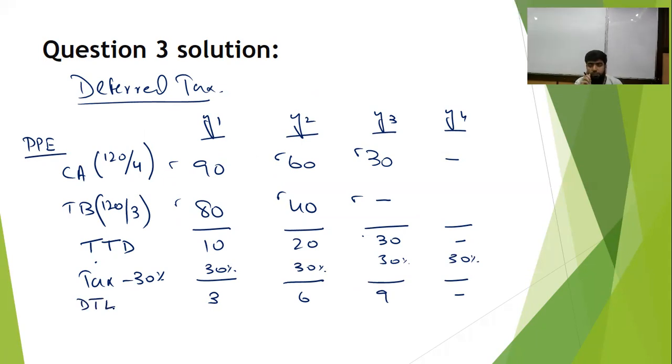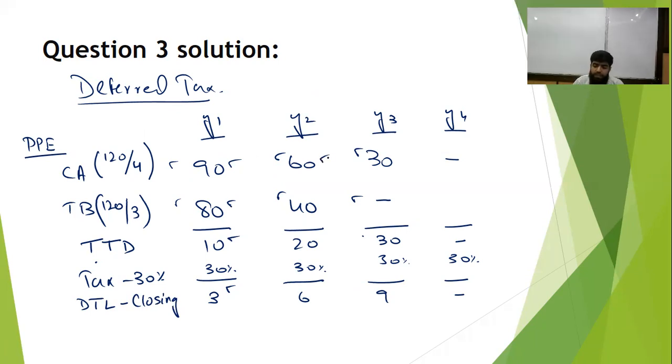Now, the point should be remembered that we have calculated the carrying amount at the end of the year. We calculate the tax base at the end of the year. We calculate the difference, that is the taxable temporary difference, at the end of the year. So we calculated the deferred tax liability at the end of the year. It means that the deferred tax liability is a closing balance.